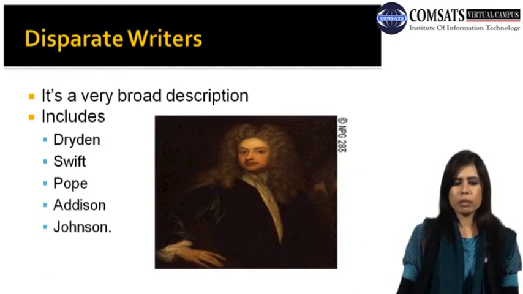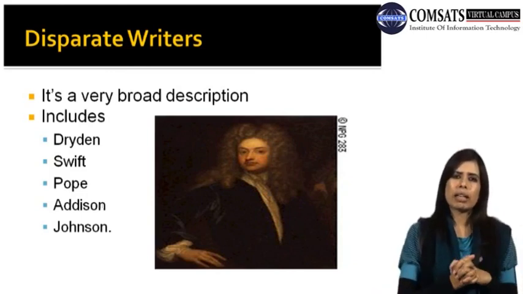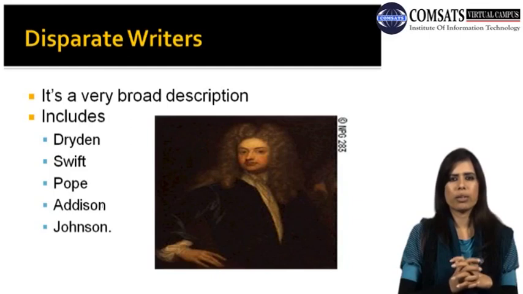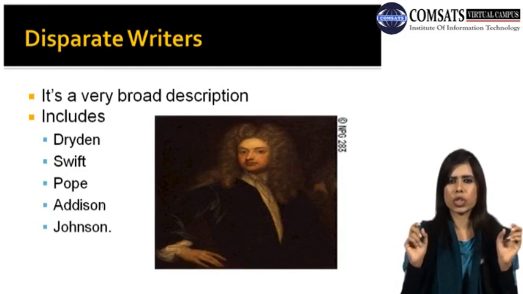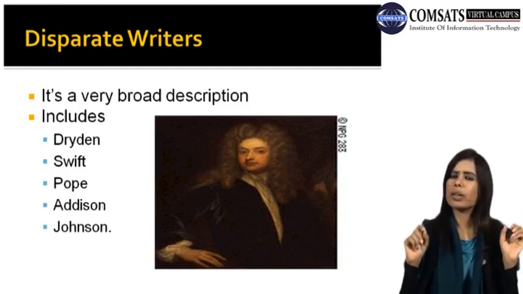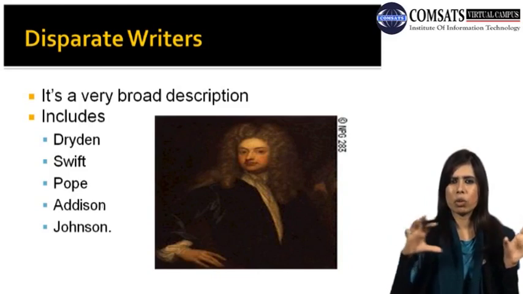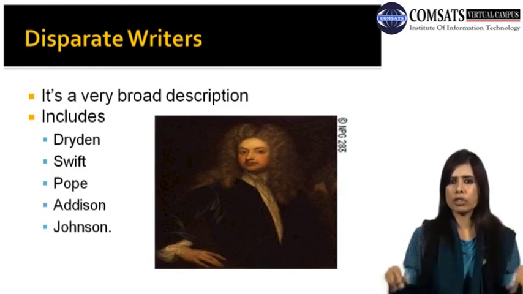Disparate writers: it is a very broad description that includes Dryden, Swift, Pope, Addison and Johnson. So these are basically the writers who used to follow that 17th century spirit. Okay, these writers are very much different from each other. So here you can see that there isn't any unity like an age of Dryden or 17th century or 18th century literature. Usually the perception is that people used to write in one tone during that particular period. But they all have different tastes, and this is a very broad list as well, and it includes Dryden, Swift, Pope, Addison and Johnson. Fine.